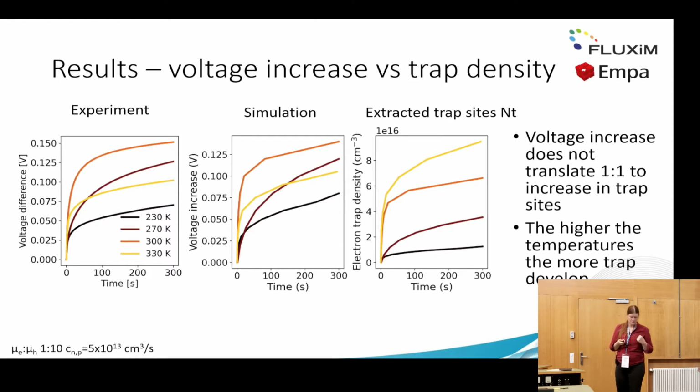Now, why is there the difference between 330 Kelvin being not the highest, but having the highest trap site density? Well, one of the reasons is that we can get quite close to the glass transition temperature at 330 Kelvin, and it is possible that we start to have significant changes inside the device as well. So we don't need to increase the voltage as high to have an effect from the trap site.